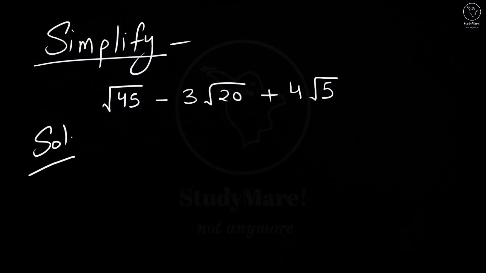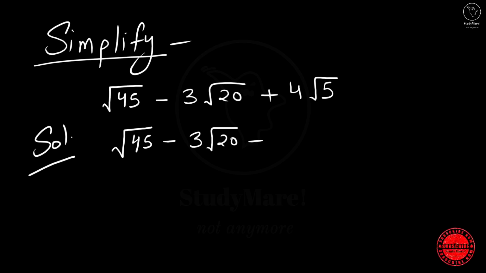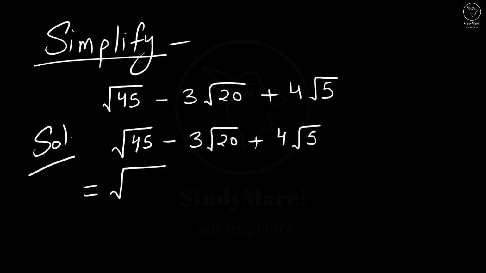Let's start solving it. The question is root of 45 minus 3 into root of 20 plus 4 into root of 5, which is equal to root of 45 can be written as 5 into 9, because 45 is nothing but equal to 5 into 9. The factors are 5 and 9.